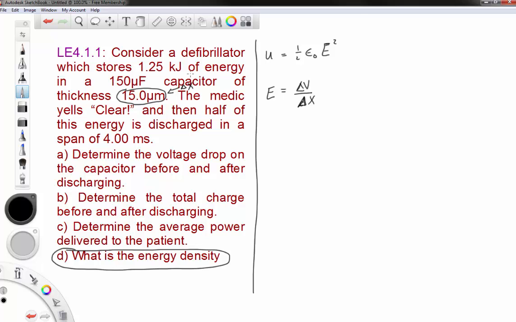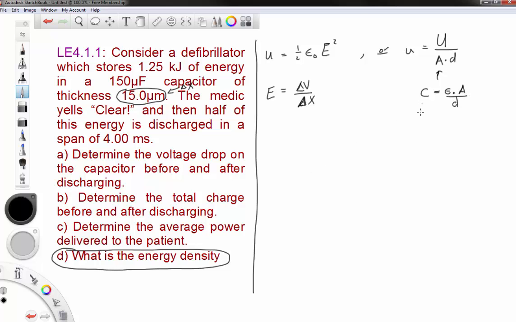And then we need somehow to figure out, well, this would work. We can do it this way. The other way we could do it is that we could figure out the energy and divide by the volume. So alternatively, we could say u equals big U divided by the area times the distance. You'd have to find this area somehow, but you could get that from using C equals epsilon naught A over D.